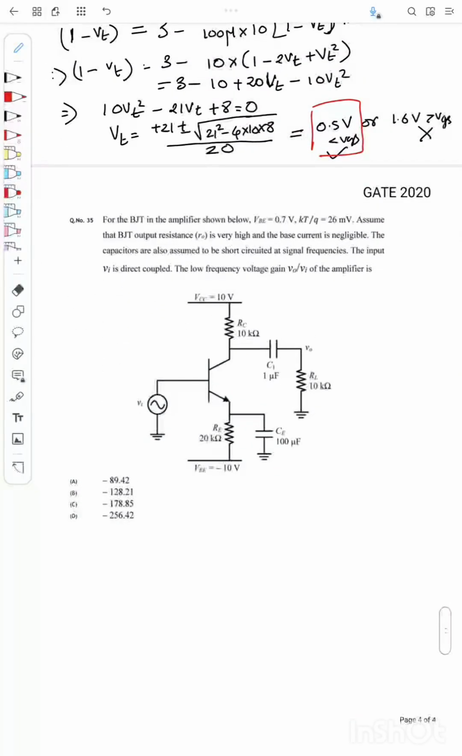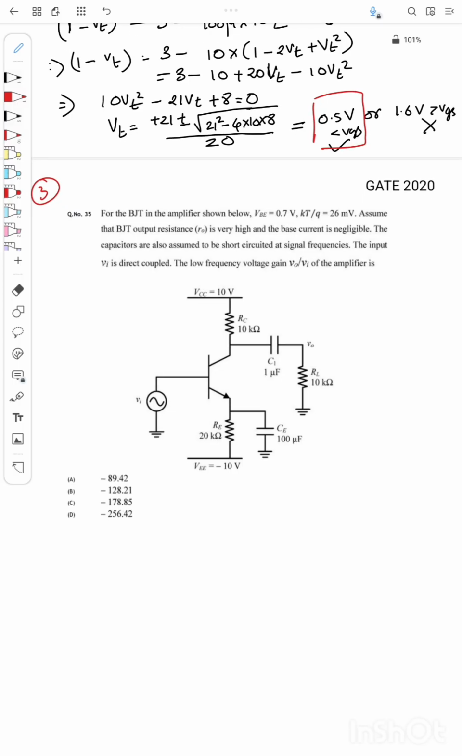Okay, now next we'll go to the third question. This is from GATE 2020. Okay, we'll see what the question is. Given for the BJT in the amplifier shown below, VB is equal to 0.7 volt. So here this is a base, right? So VB is 0.7 volt. Okay, KT by Q is 26 millivolt.